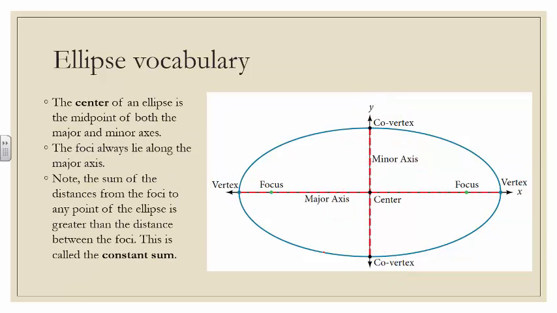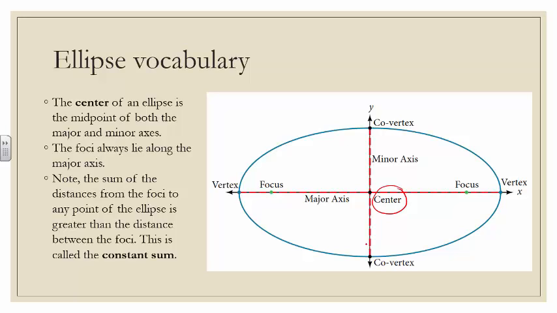The center of the ellipse is the midpoint of both the major and minor axes. The midpoint is the point directly in the center of those line segments. Taking a look at our diagram, we can see the center is labeled, it's this black dot, and we can kind of eyeball that and see, yep, that looks like it's the middle of both of those axes.